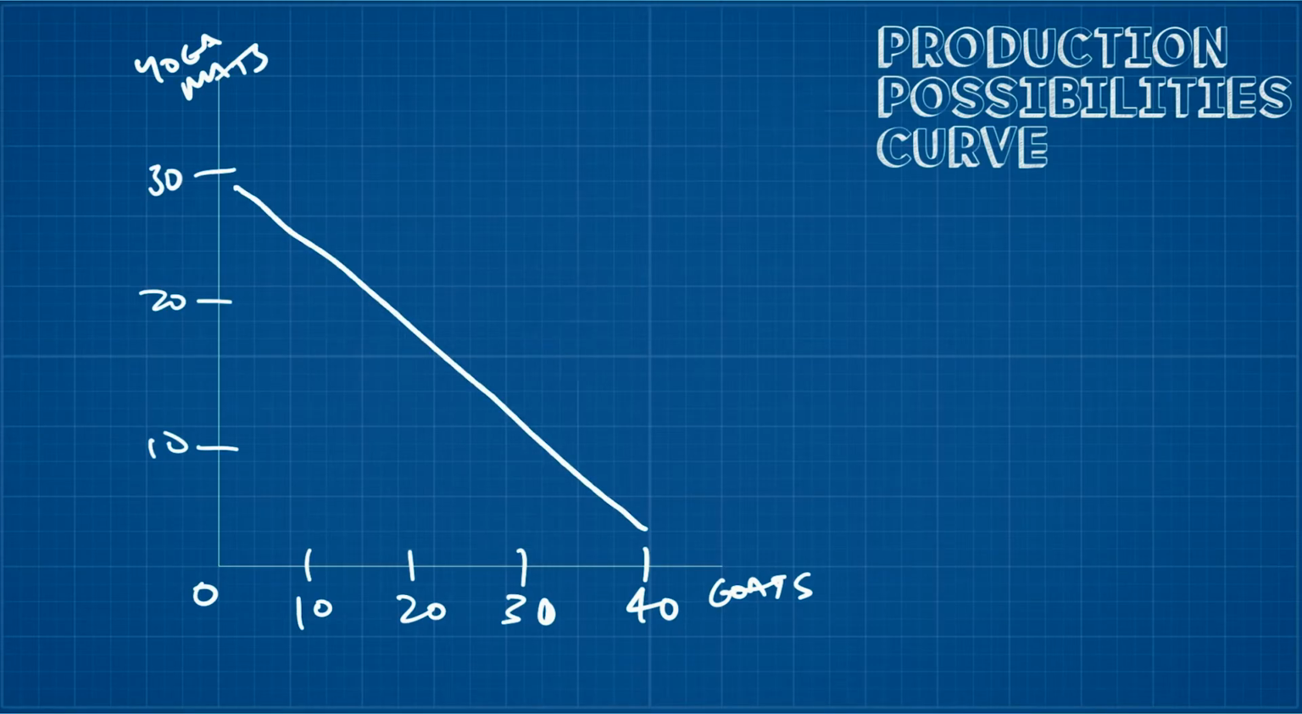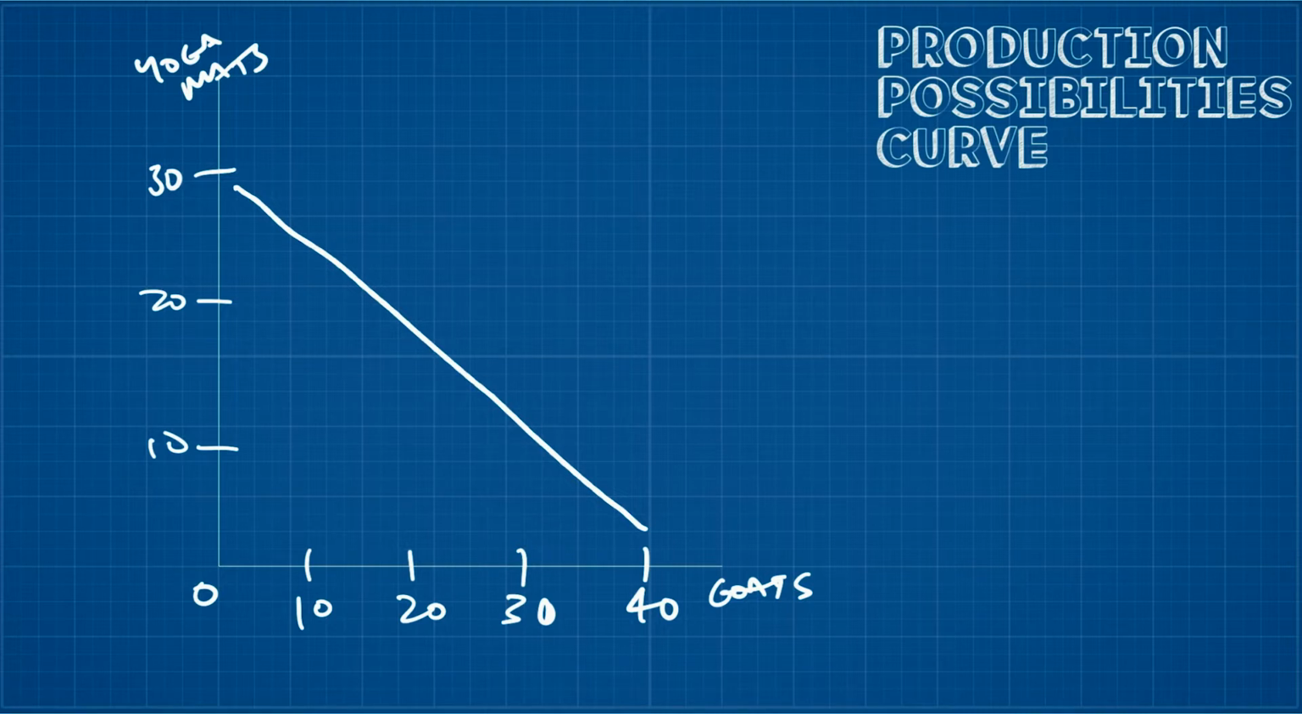So here's what this curve is telling us. If you want to buy 30 yoga mats, that means you're going to get 0 goats. On the other hand, if you want to buy 40 goats, you're going to get 0 yoga mats. Those are the trade-offs. And neither of those scenarios are going to work for us.